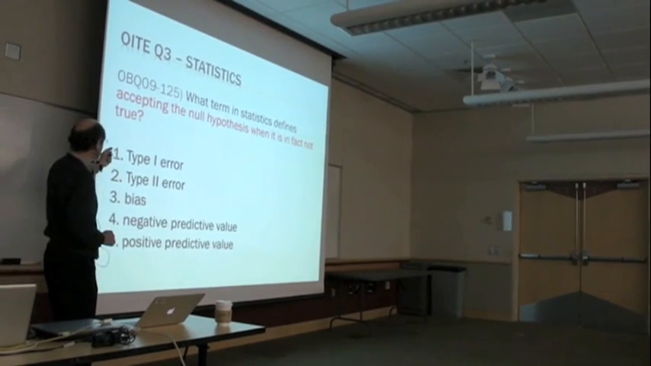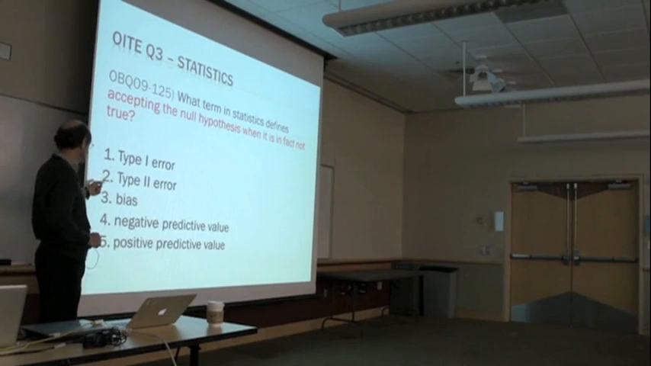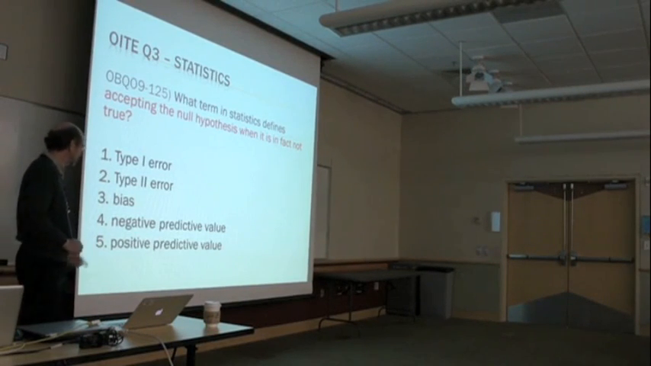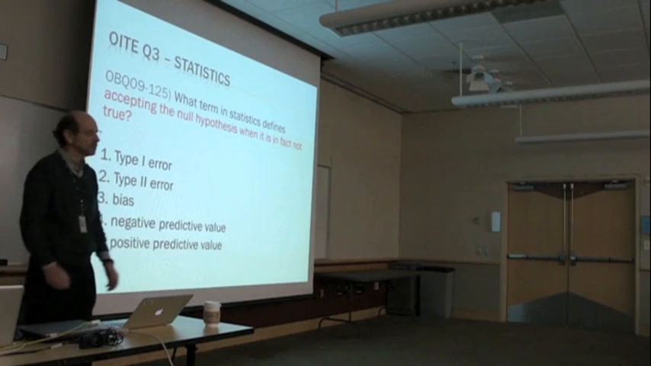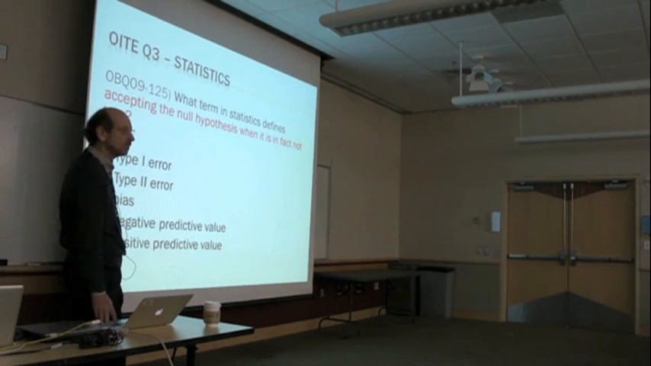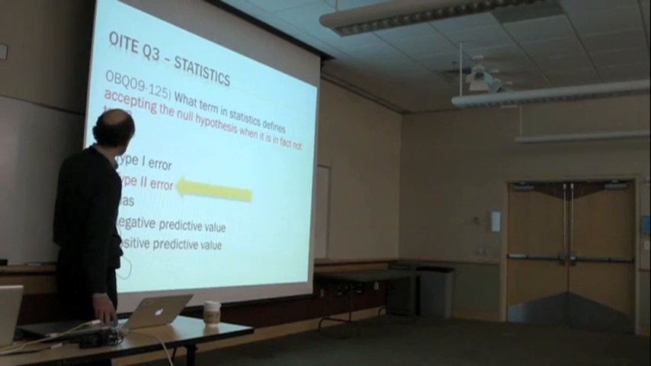Is it a type 1 error, a type 2 error? Is it bias? Is it negative predictive value? Is it positive predictive value? And this one you either know or you don't. You can't rationalize this one because it's an arbitrary naming. And the answer is that it's a type 2 error.